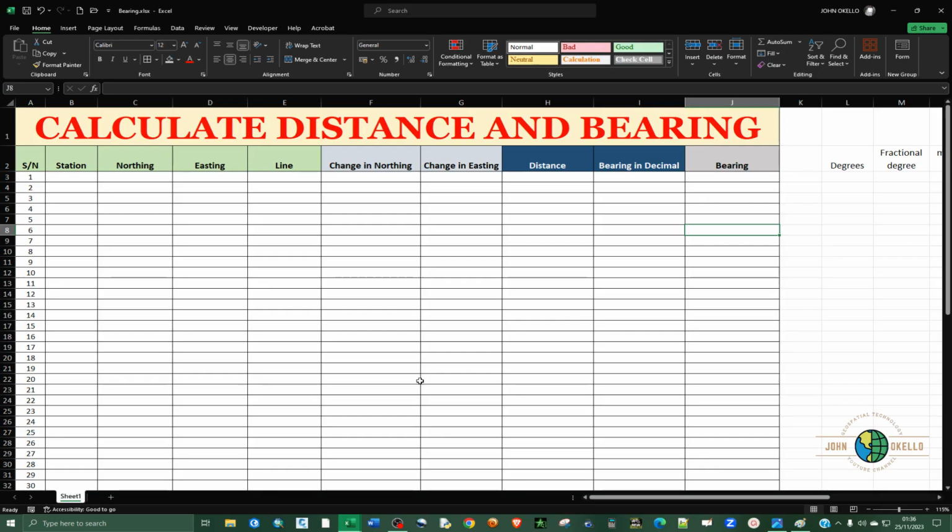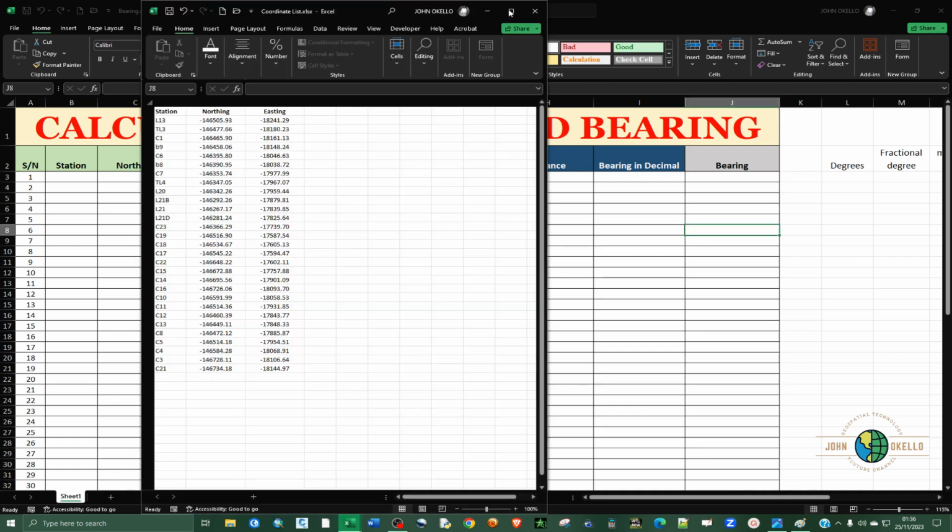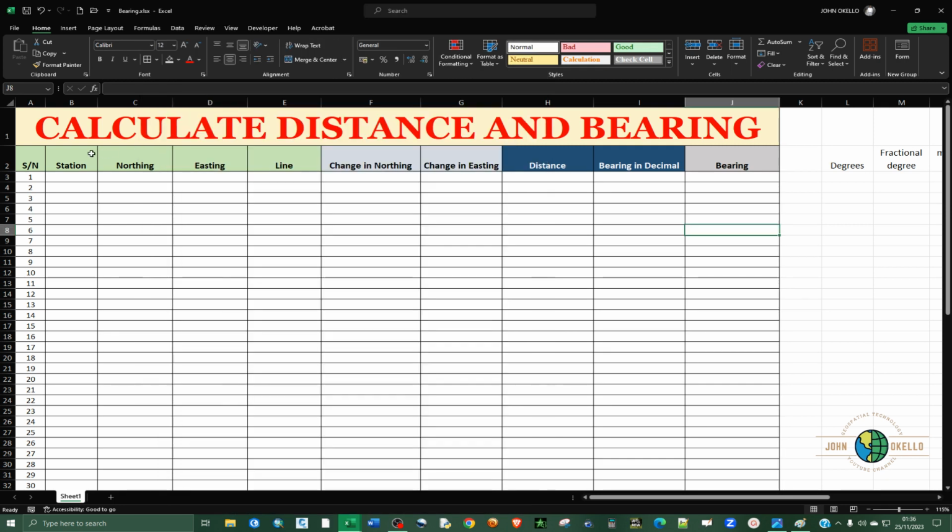I've just typed in all the coordinates, and I'll provide you all this data so that if you want to follow along with this tutorial, you can do so. So I'm going to copy. You can see that we have different columns. We have the point ID, the station, northing, easting, the line, change in northing, change in easting, then distance, bearing in decimal, and then the bearing. We're going to convert this bearing in decimal to the actual bearing.